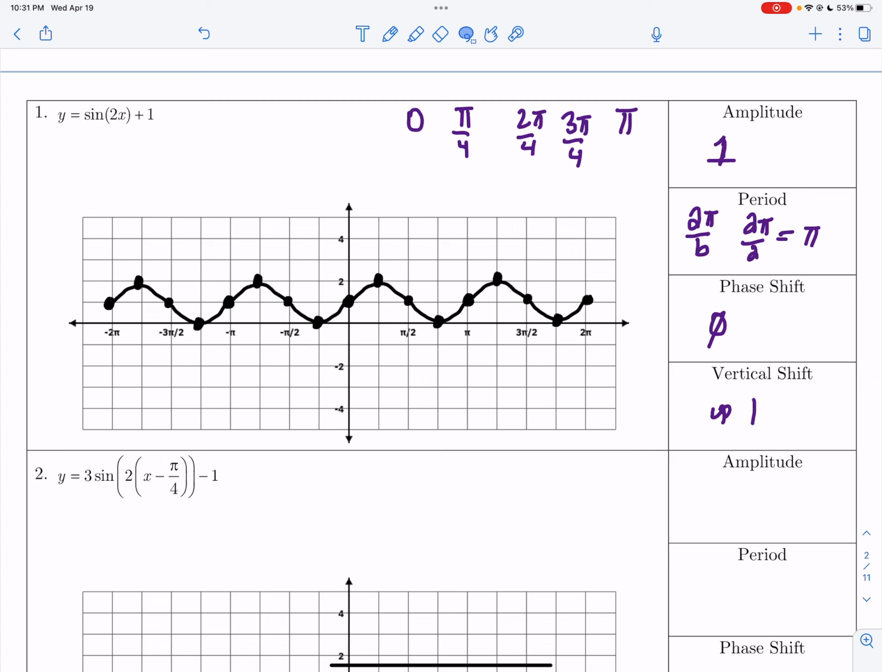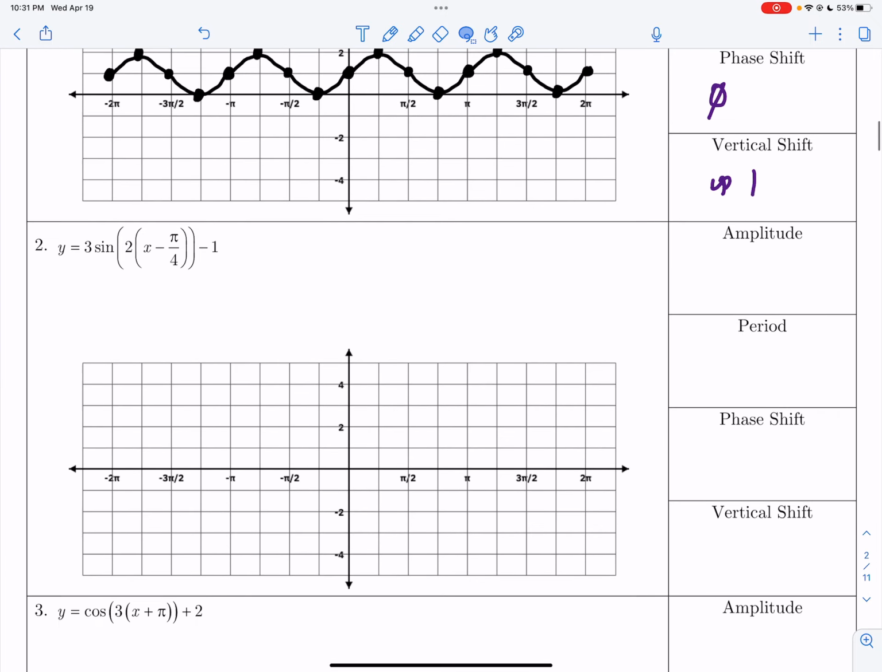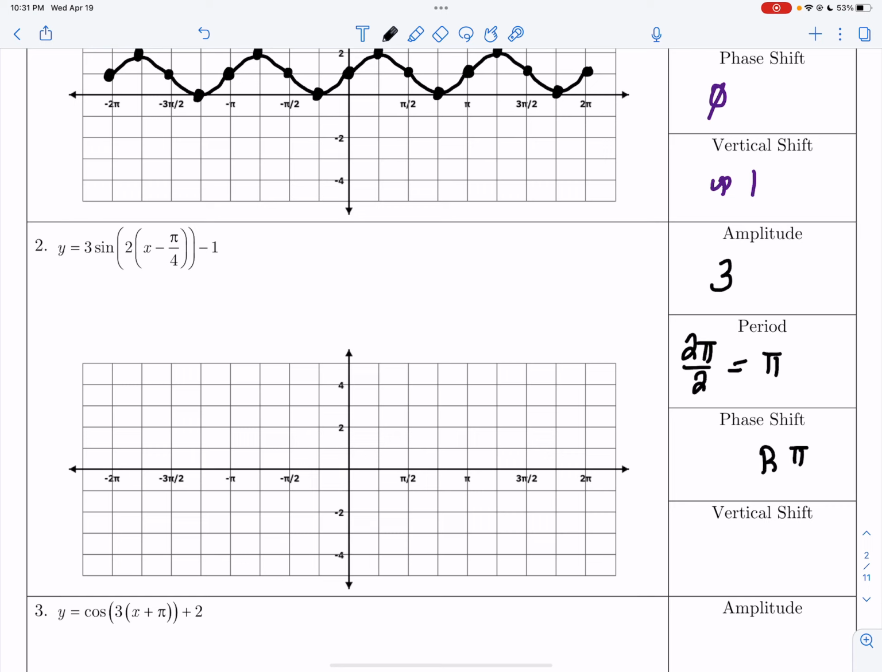All right, number 2 is a little bit harder because this actually has all the transformations. So going from 1 to 2, whew, it's a jump. All right, so I have an amplitude of 3, a period of 2 pi over 2, which is just pi. I have a phase shift of right pi over 4, and then I have a vertical shift of down 1. My 2 right here represents my b value. My right pi over 4 represents this value. And then my down 1 is going to represent my midline.